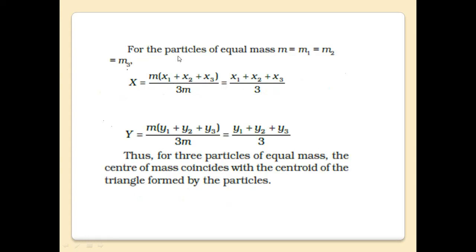Here again, if the particles are of equal mass m, that is, if m1 equal to m2 equal to m3, if all three masses are the same and they lie in the xy plane, then x will be reduced to (x1 plus x2 plus x3) by 3 and y will be (y1 plus y2 plus y3) by 3. Thus, for three particles of equal mass, the center of mass coincides with the centroid of the triangle formed by the particles.